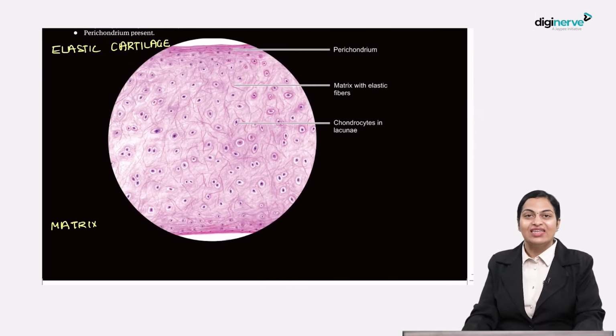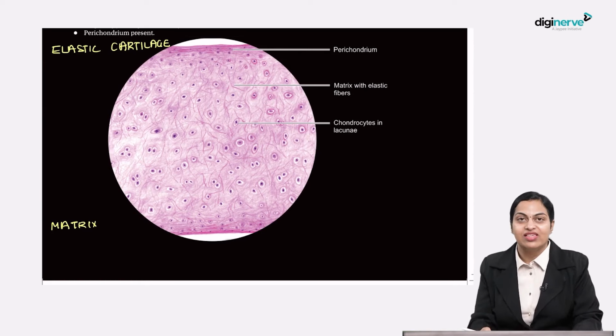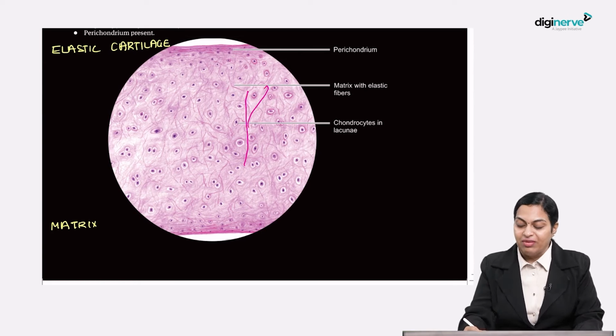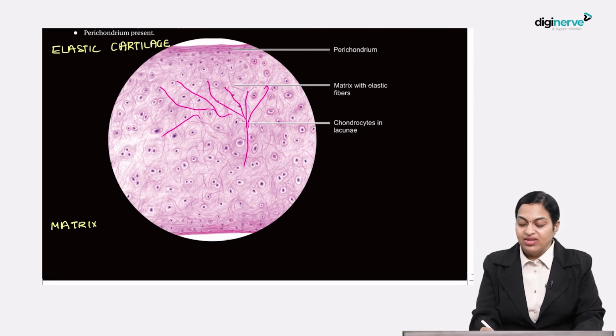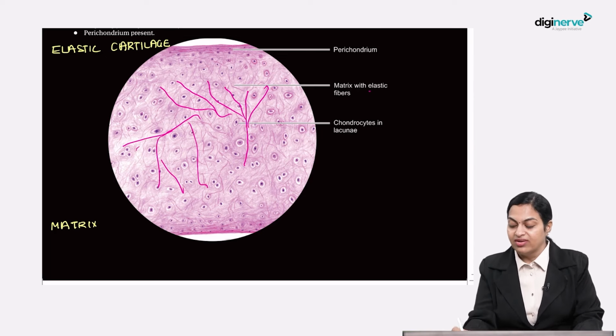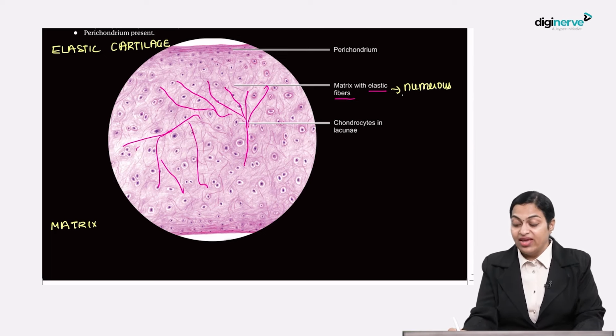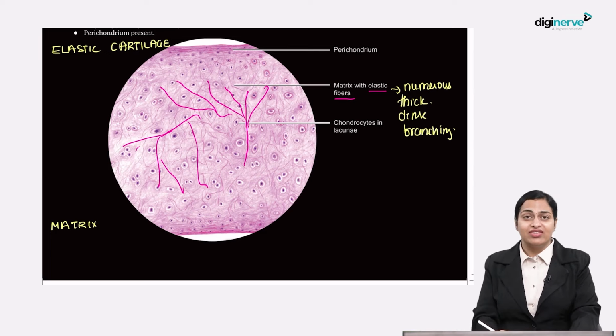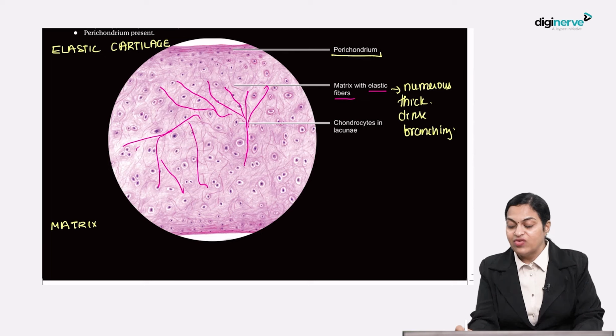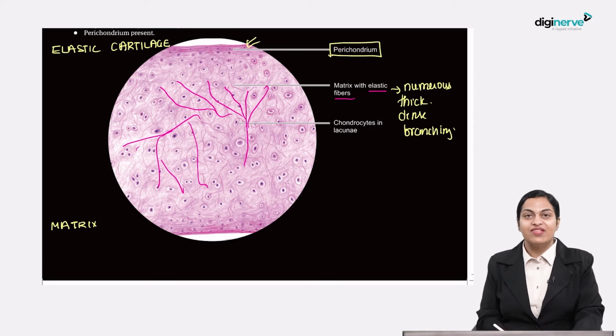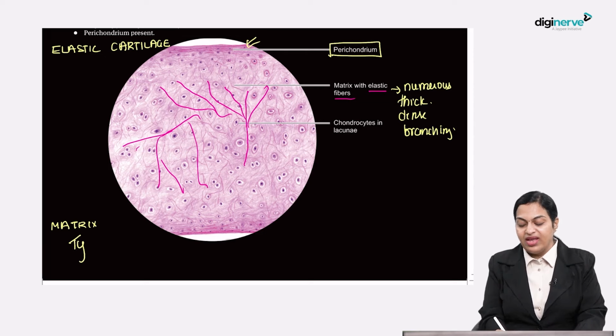Coming to elastic cartilage, why do you think it's called elastic cartilage? Because the matrix contains more elastic fibers, right? The elastic fibers present here are more numerous, thick, dense and show a branching pattern, right? Very, very characteristic of elastic cartilage. And as you see here, the perichondrium is present. The matrix will have type 2 collagen fibers.